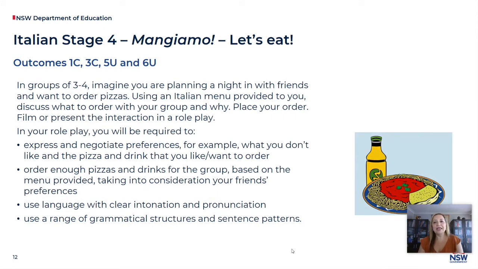The Italian task assesses the interacting outcome 1C and the accessing and responding outcome 3C. In groups of 3 or 4, students imagine they're planning a night in with friends and want to order pizzas. Using an Italian menu provided, students discuss what to order with their group and why, then place their order. The task is then filmed and presented live or as a role play. This task needs a little bit more tweaking for the online environment. So let's take a look.